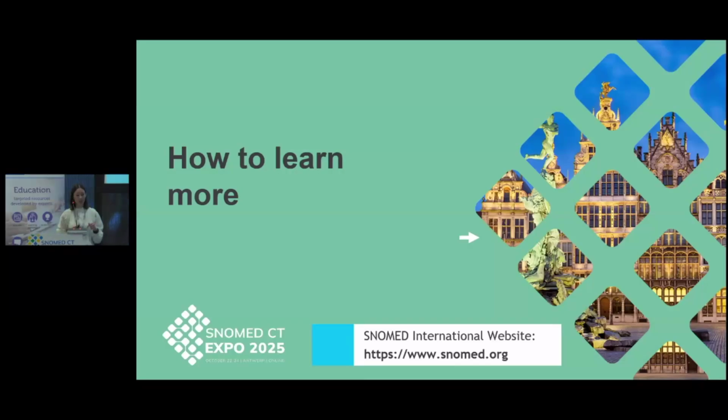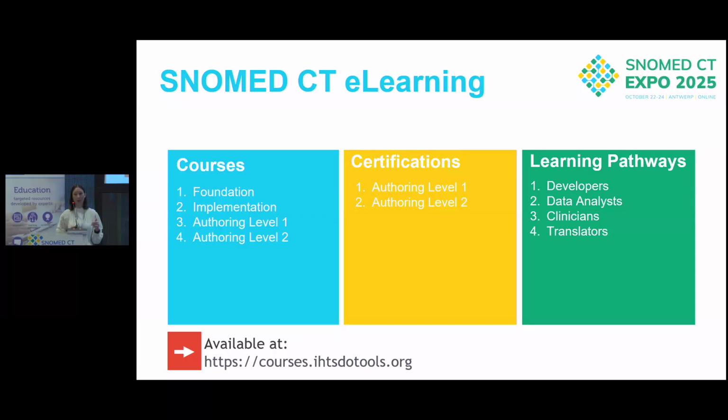So how do you learn more? You can go to the SNOMED International website, where we've got lots of information. But we've got our SNOMED CT e-learning courses. Generally, we've got the foundation course, which everyone tends to do, and that is free to everybody, non-members and members. It's a real introductory course, maybe around 7 hours of learning that covers 3 modules. And that's a prerequisite to our more advanced courses. So the implementation course, the authoring level 1 and authoring level 2 courses.